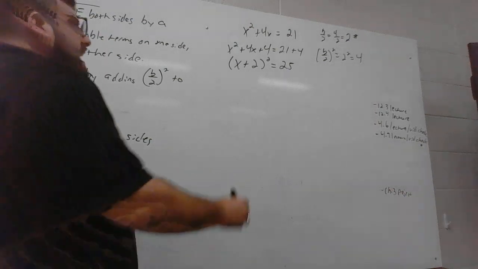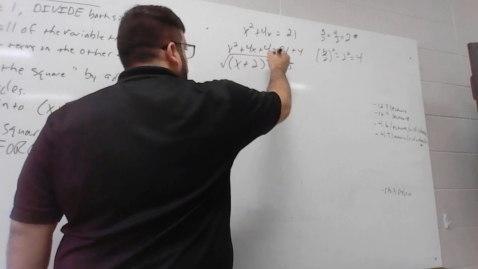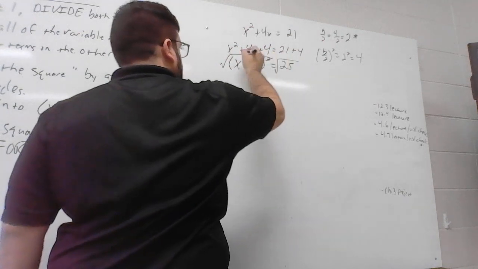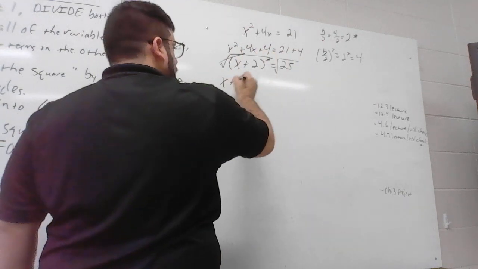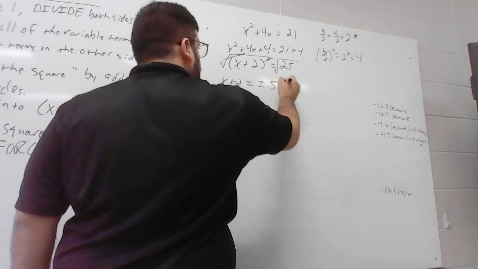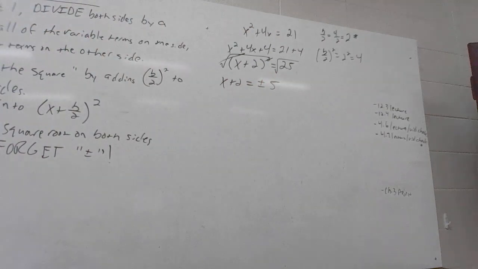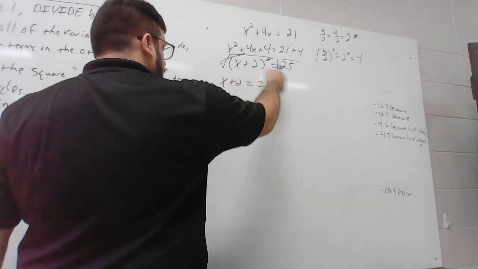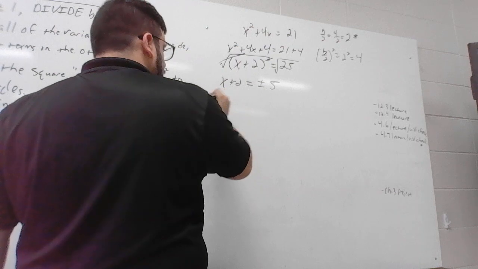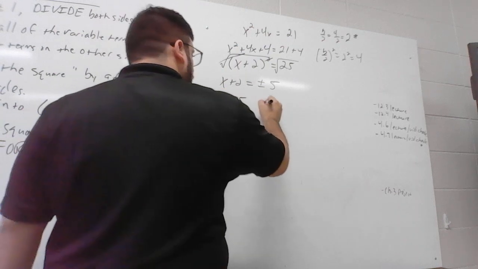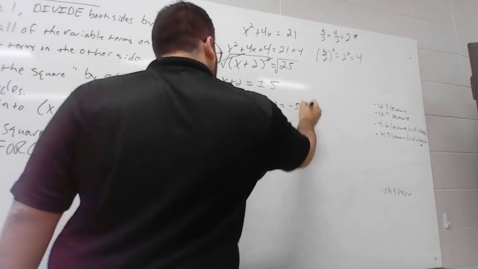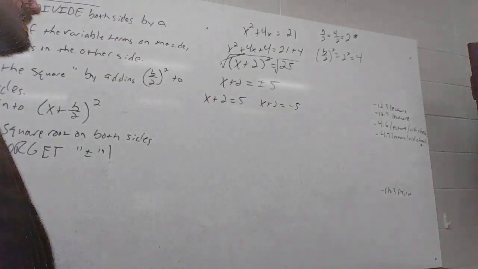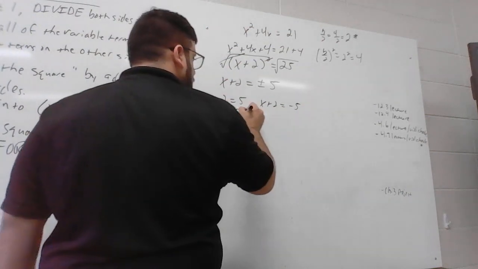So now step 5 and 6, taking the square root and solving. So the exponent and the square root cancel out. x plus 2 equals plus or minus 5. Now here's why the plus and minus is important. Because now I have to take this expression and split it up. x plus 2 equals positive 5. x plus 2 equals negative 5. All right, subtract 2.